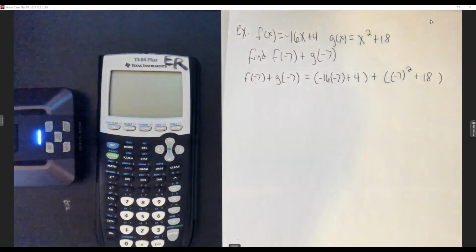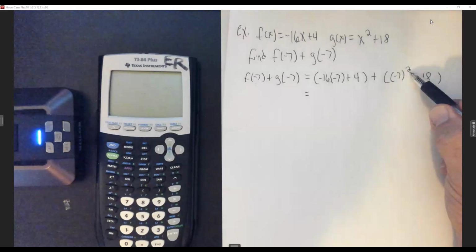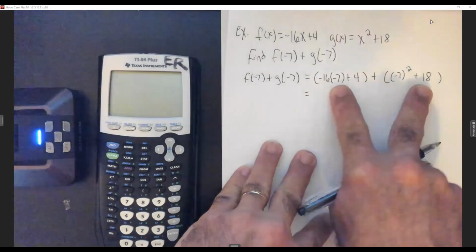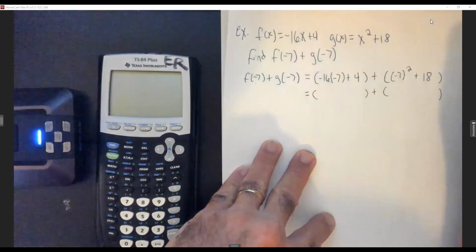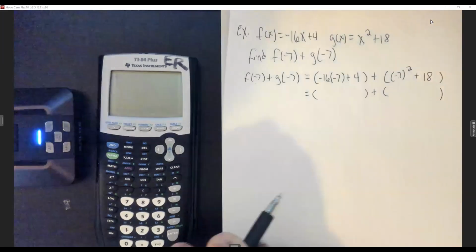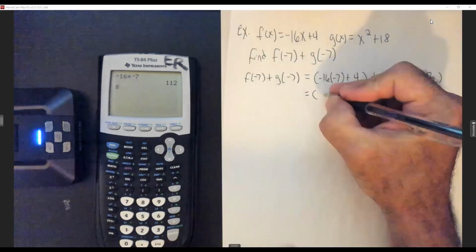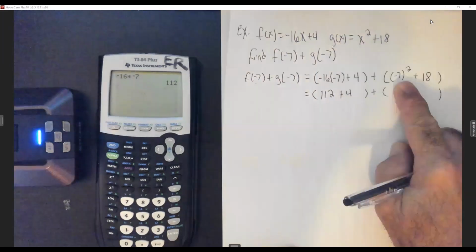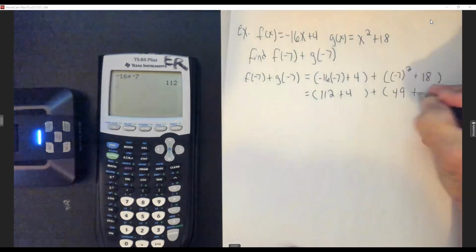All righty. What kills people on this one is they don't put these negative numbers in parentheses when they square them, and it throws off the sign. So notice, order of operations, the first thing we got to do is work inside of each parentheses. And I do have work I can do inside of these. This one I could multiply: negative 16 times the negative 7. That's a positive 112 plus 4. Over here, I'm going to square that negative 7. And negative 7 times negative 7 is a positive 49 plus my 18.